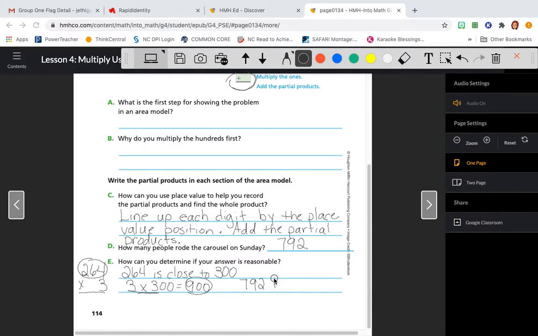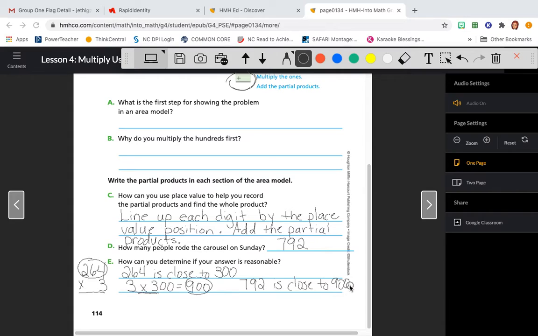792 is close to 900. So I can say that my answer of 792 is a reasonable answer because it is close to my estimate of 900. So you are using skills that we've taught you before on these new lessons. That's why you need to really pay attention.